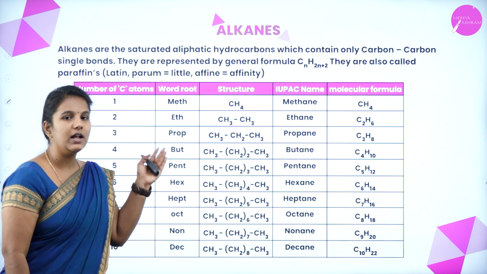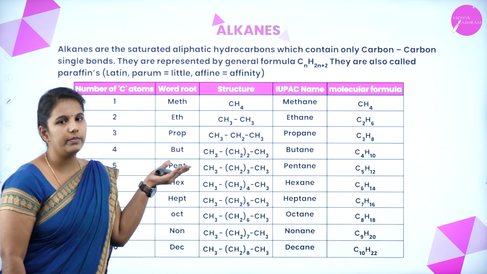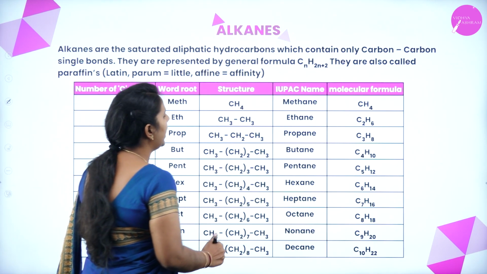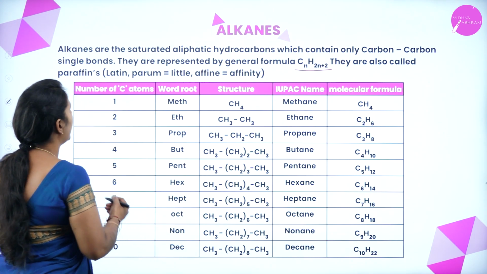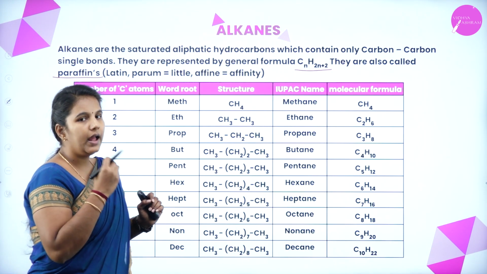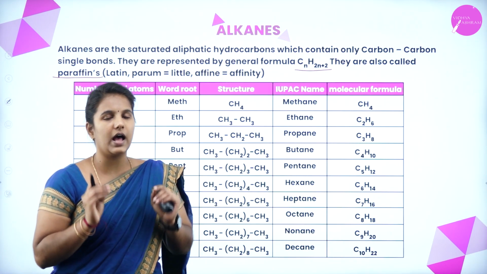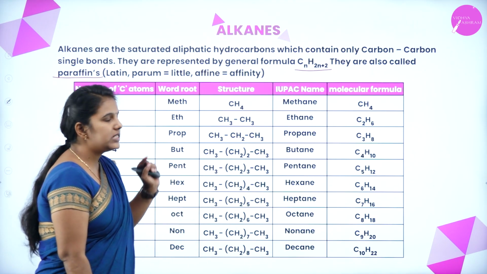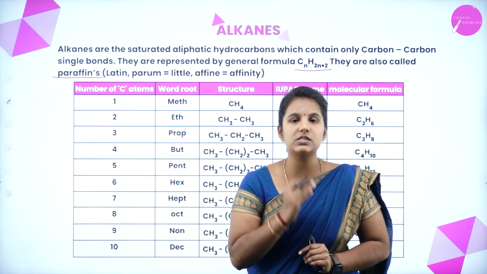Already we have understood that alkanes are the saturated hydrocarbons, and between the two carbon atoms there will be a single bond, and alkanes are represented by the general formula CnH2n+2. These alkanes are generally known as paraffins. Para means little in the Latin word, and affinis means affinity. Paraffin means they have little affinity towards the solvent. Okay. By taking this formula, CnH2n+2, I am going to introduce the members of the alkane.